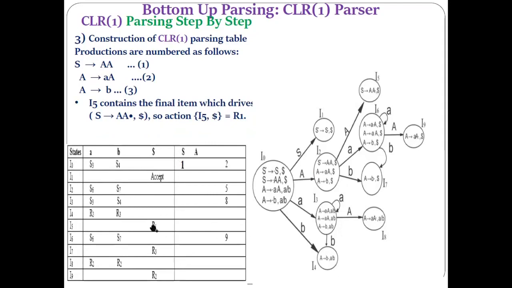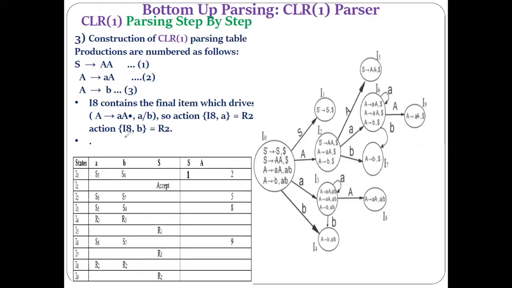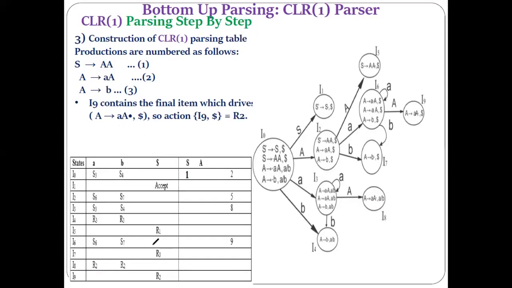Here you can see, in case of I7 also, we have made the reduction entries below the dollar only, because the look ahead for the production in I7 is a dollar. Similarly for I8, we have made the reduction entries below a and b, because the look aheads for I8 are a and b. And for I9 also, we have made the reduction entry below the dollar, because the production is AA and its look ahead is the dollar. So in this way, you have to construct the parsing table, and also generate the canonical collection of LR1 items for the CLR1 parser. And the 4th and 5th steps, that is parsing the input string and generation of the parse tree, are the same.